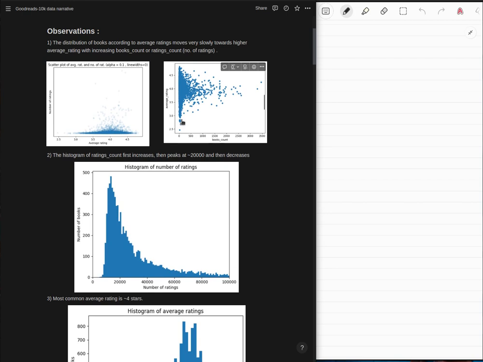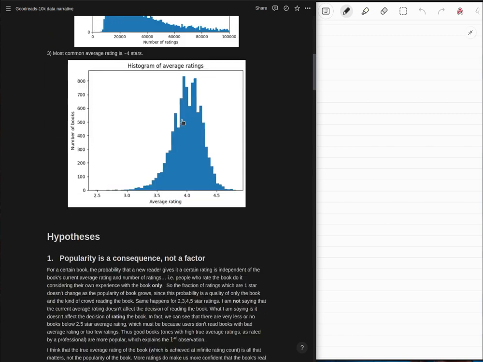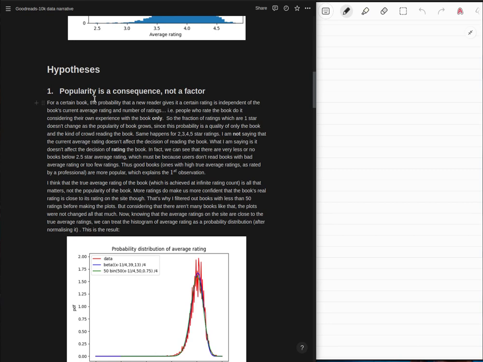So far I've been talking about average rating as a function of time, something that's dependent on time. But with my first point in my hypothesis, you will see that we can also think of it as an inherent property of the book. So for a certain book, the probability that a new reader gives it a certain rating is independent of the book's current average rating and number of ratings.